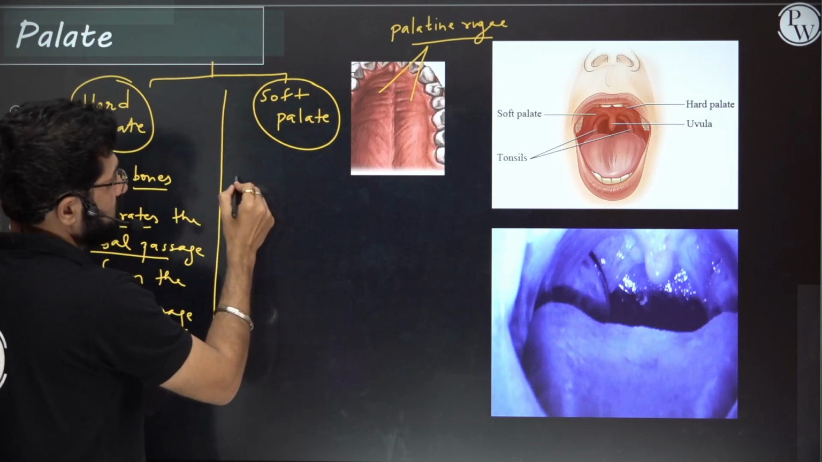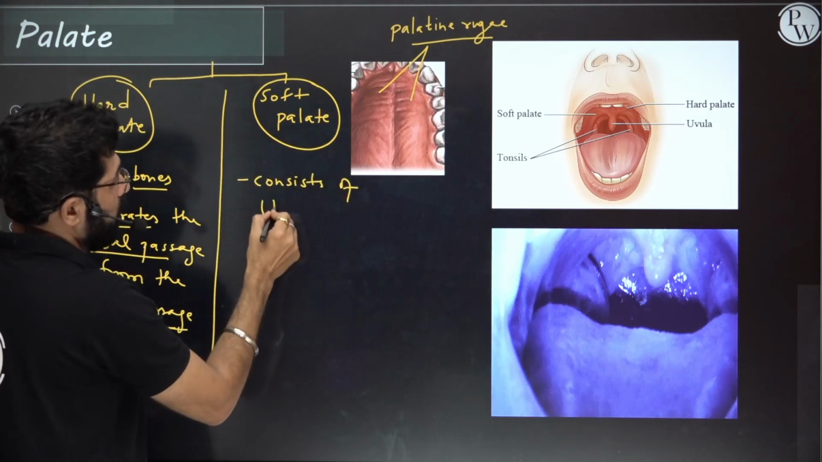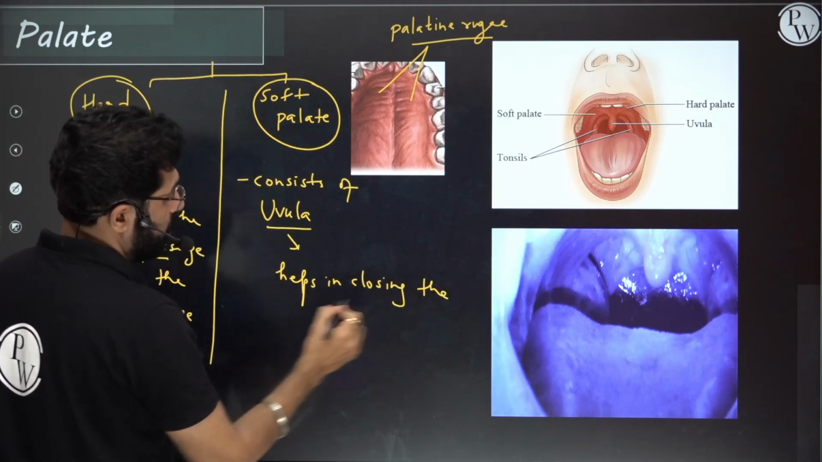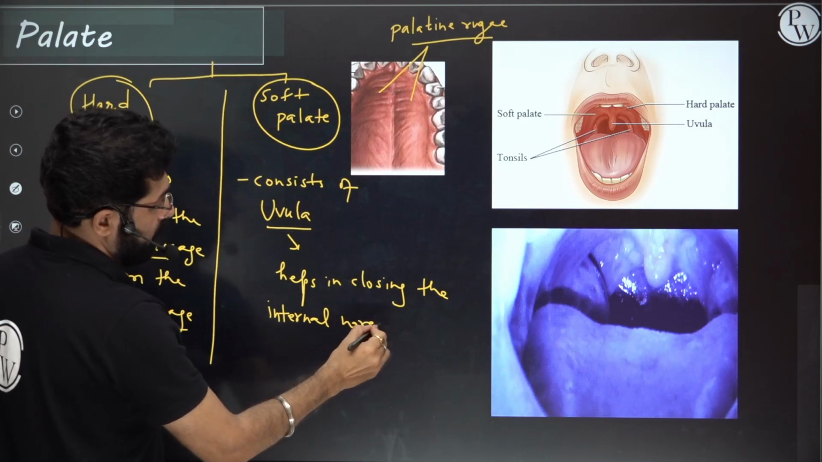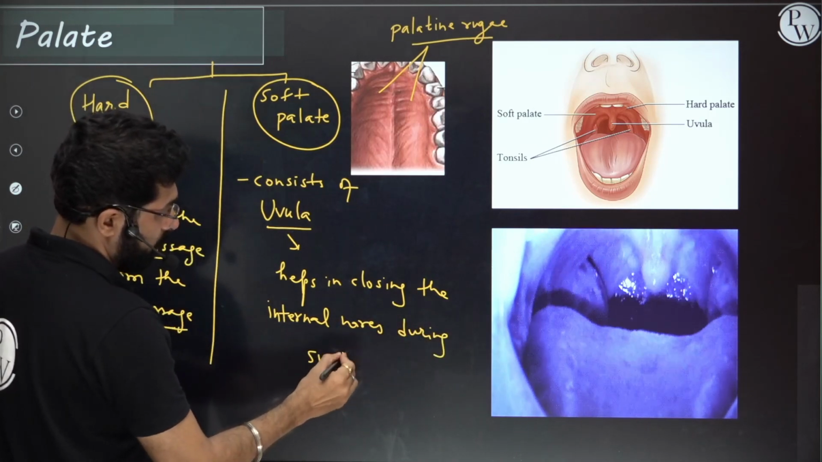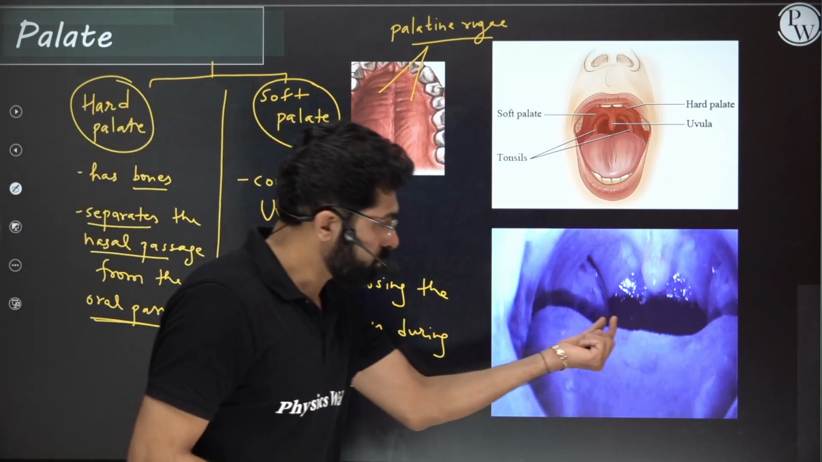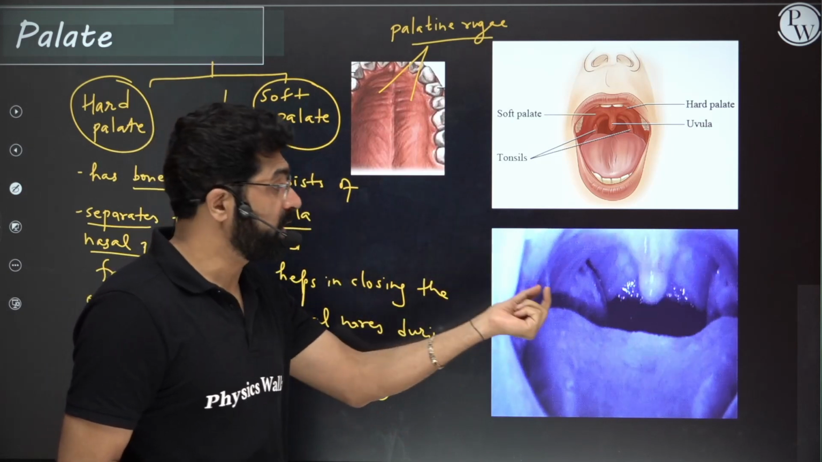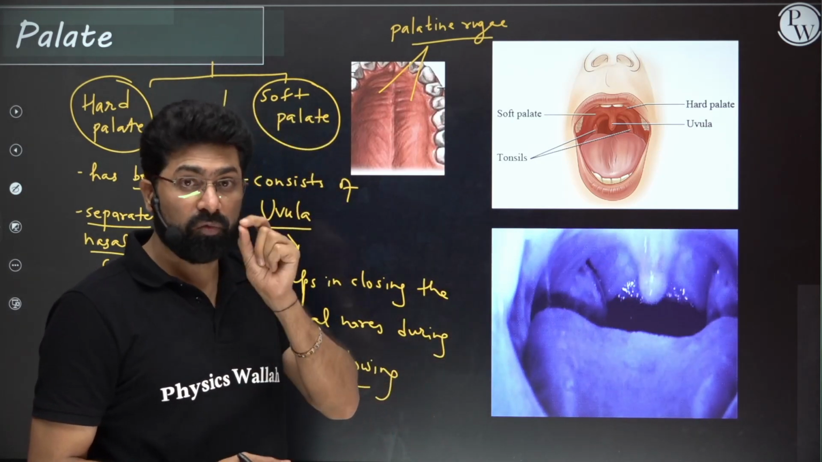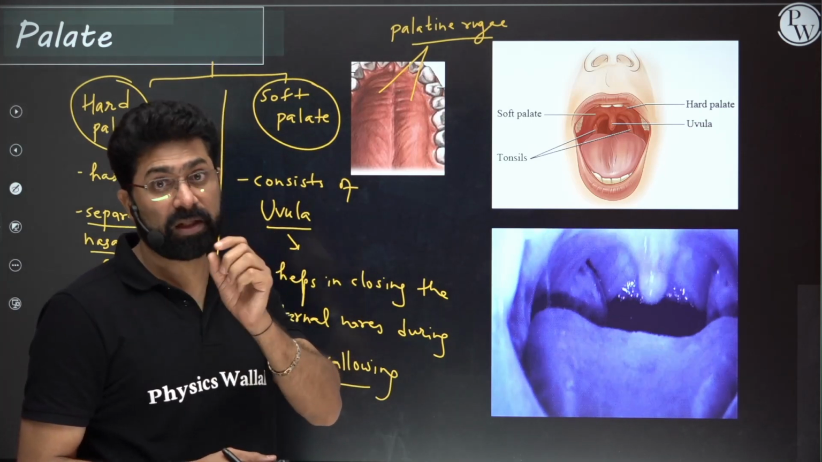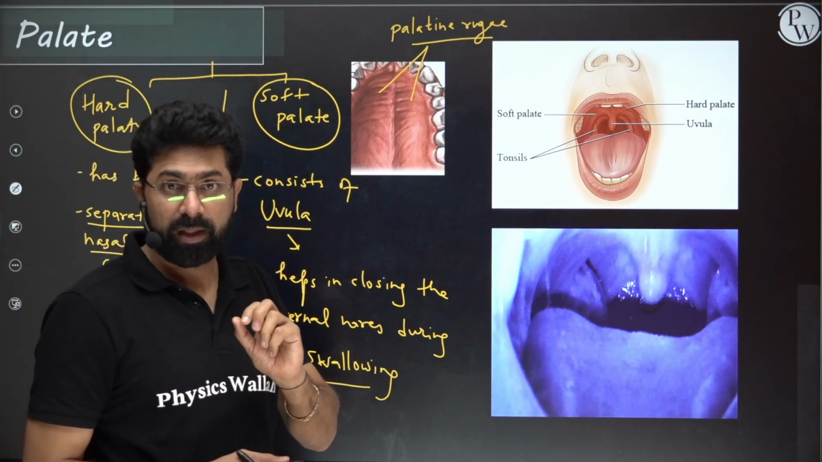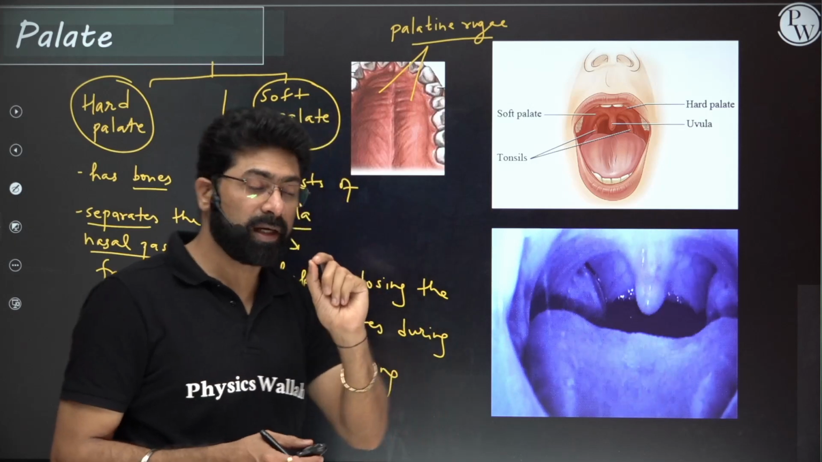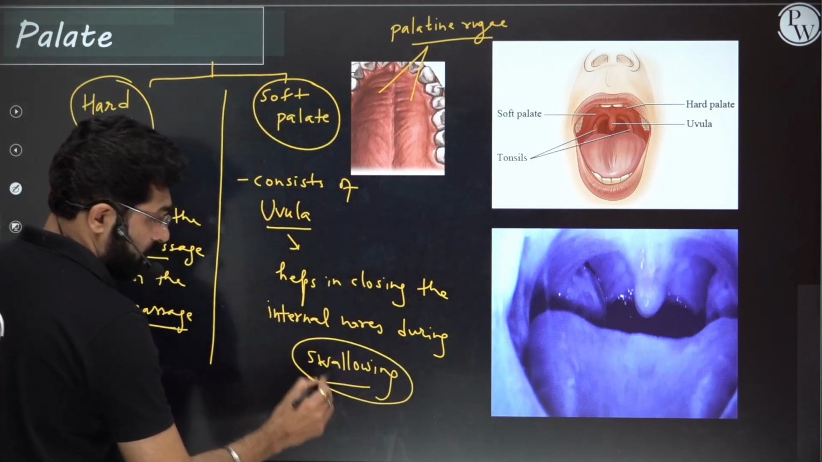Soft palate consists of the uvula. Now this uvula helps in closing the internal nares during swallowing. Okay, so let's see how. Can you see this structure? This structure is the uvula. When you eat something, when you swallow something, it moves up and closes your internal nares so that the air should not go at the same time when you are swallowing. Only the food should go in that passage at the time. Otherwise, it can cause some problem in the epiglottis. So the reflex action is there. Both things should not go at the same time. That is why this uvula will go up and close the internal nares during the swallowing process. Hope you understood this well now.